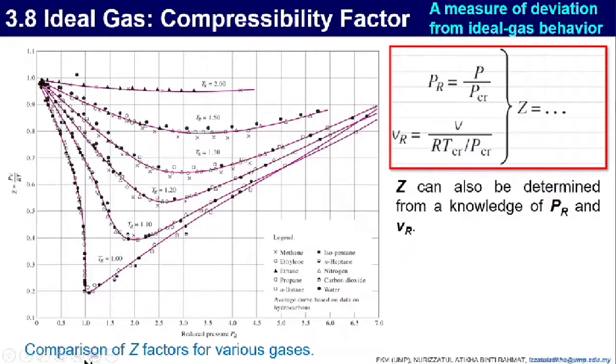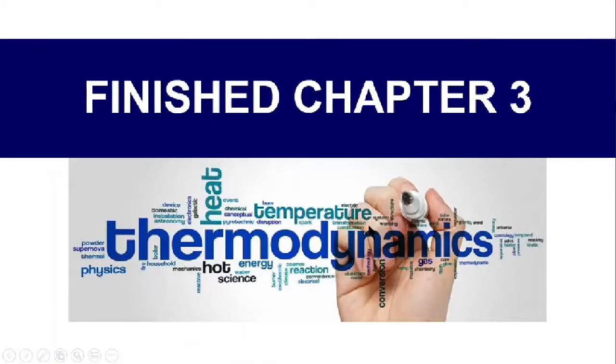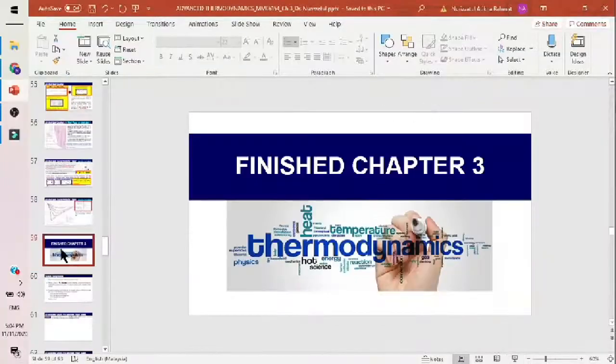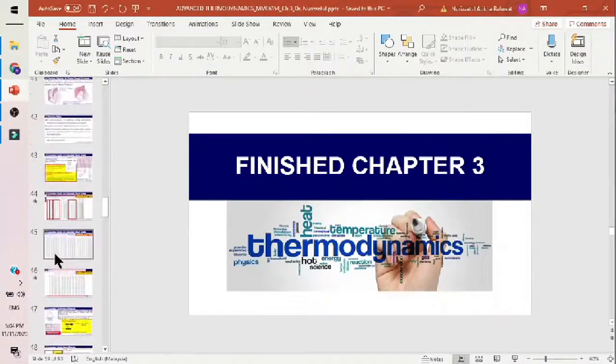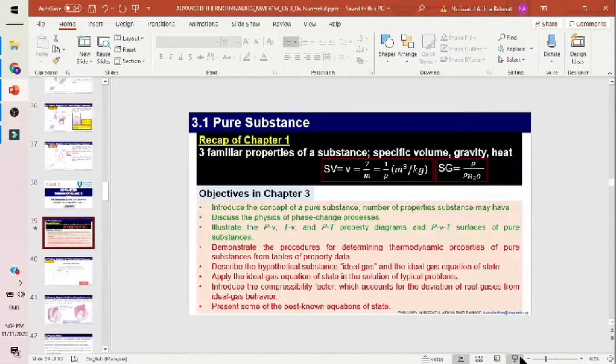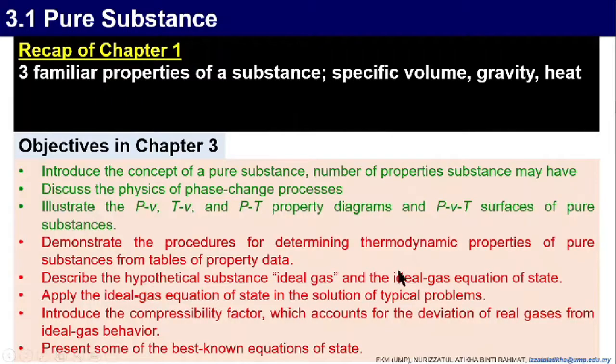So this is the graph comparison of Z factors for various gases. You can see it by yourself. Then we have finished chapter 3, where we learned some important subtopics, especially the ideal gas, the compressibility factor, and linear interpolation. What is the definition of an ideal gas itself? In chapter 3, overall, we have finished pure substances and their properties.